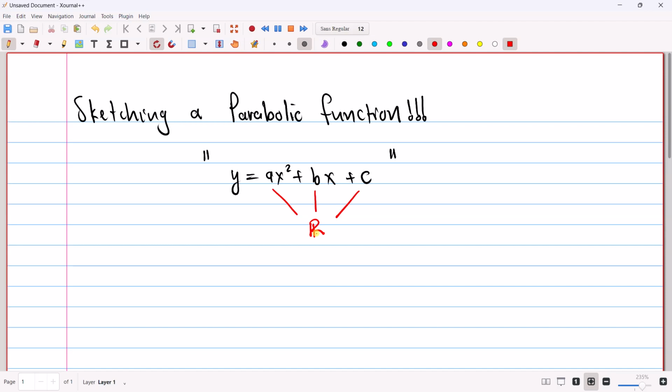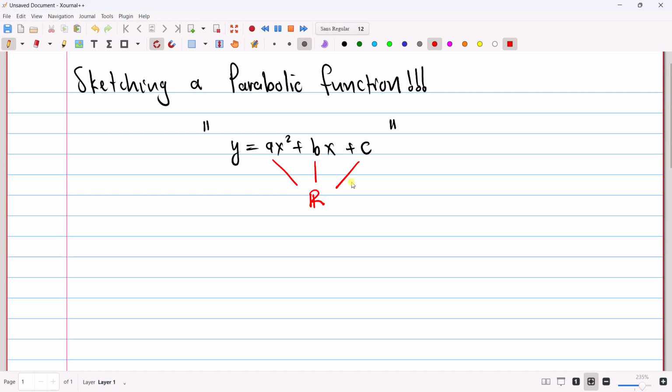Before we produce a plot of that function, first we must at least have some basic ideas as to the graph of a parabolic function. How does it look when you are to produce it? Because at the end of the day, when you produce a plot, you must be able to verify whether whatever you are producing is reasonably true or not. So you must have some general knowledge of the geometrical structure of this function when you are to sketch it.